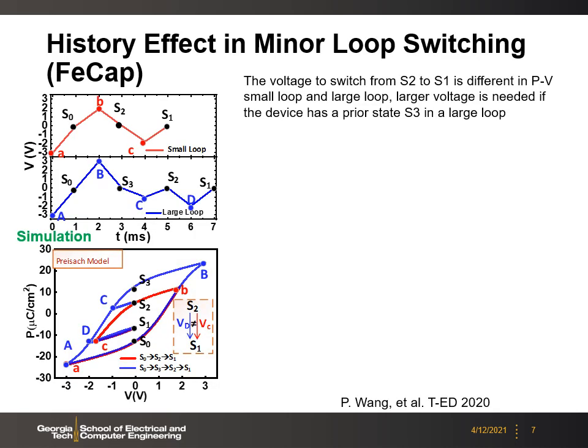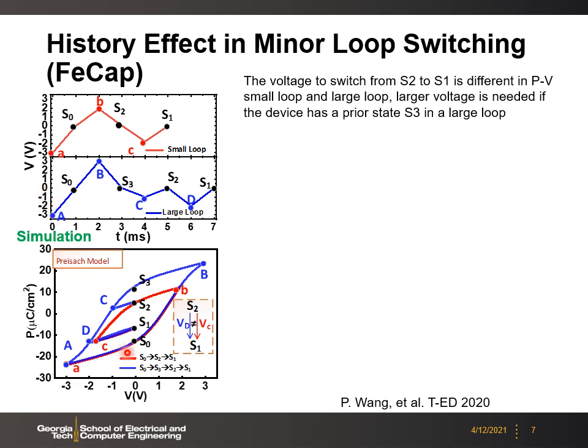So what is the history effect in minor loop switching? Let's look at one example from the ferroelectric capacitor, FeCap. If we use a precise model to simulate the minor loops, we can have the following results. Let's assume the waveform applied to the capacitor follows those two kinds of trajectory.